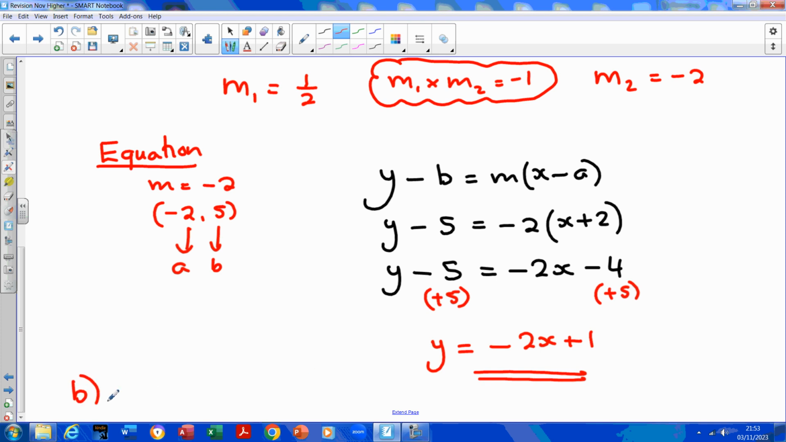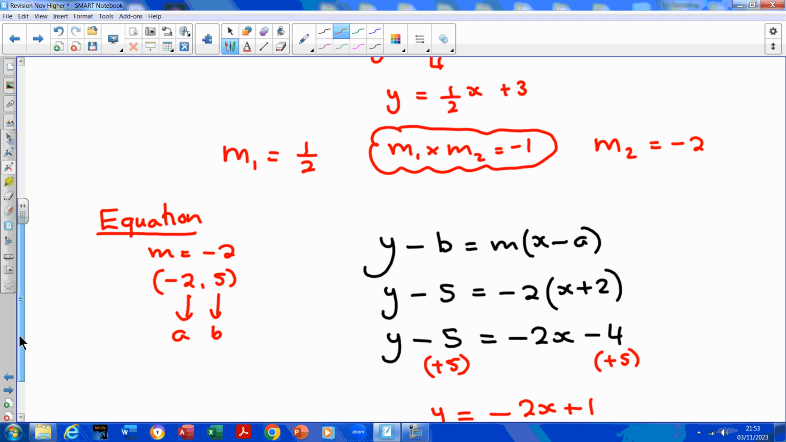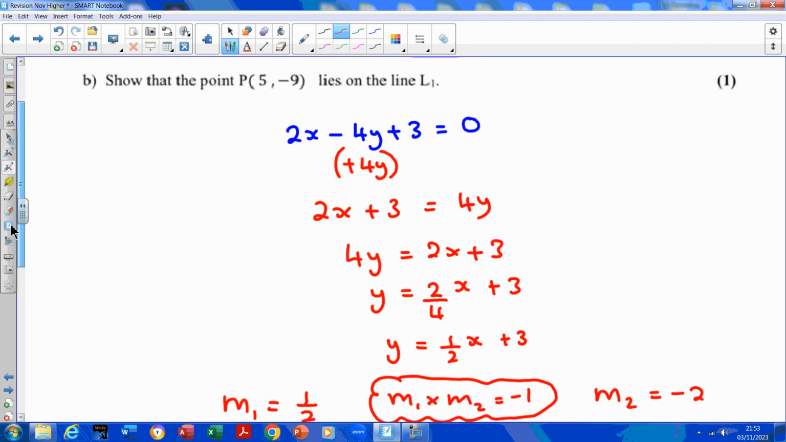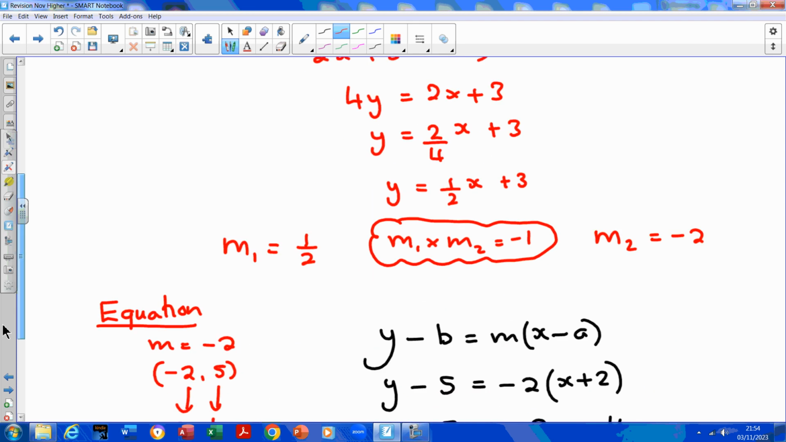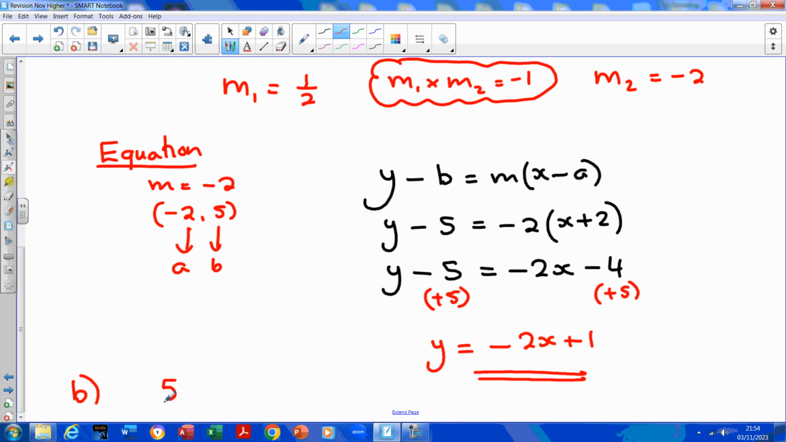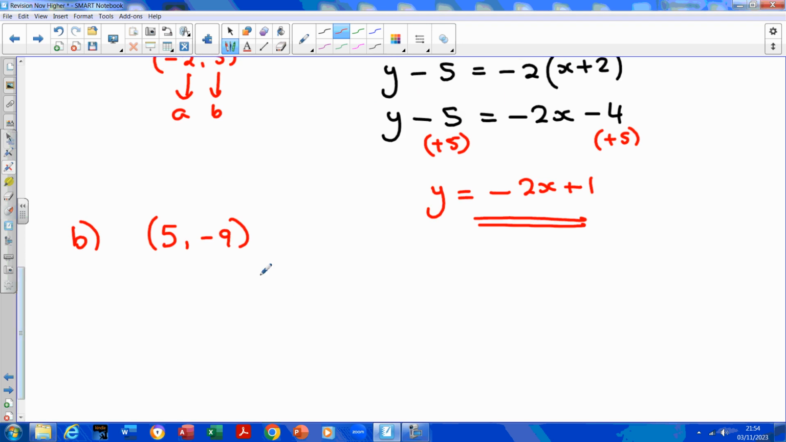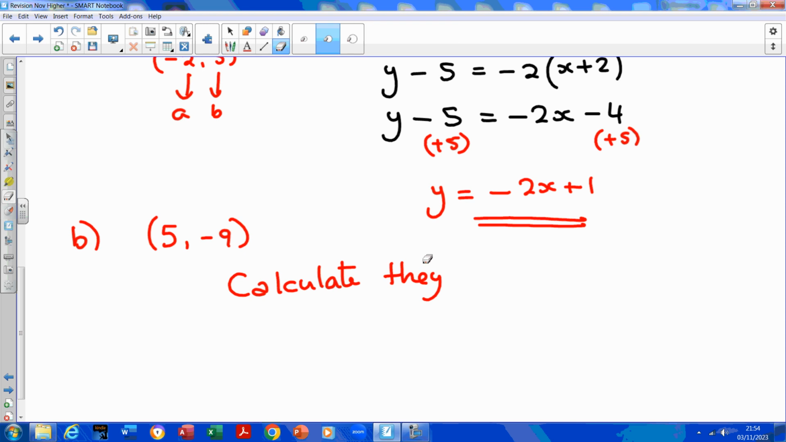Now there's another part, part B. For part B, it says, show that the point 5, negative 9 lies on this line. So we've got to show that the point 5, negative 9 lies on the line with equation y is equal to minus 2x plus 1. So what you do is you calculate the y coordinate. And once you've done that, you then compare.